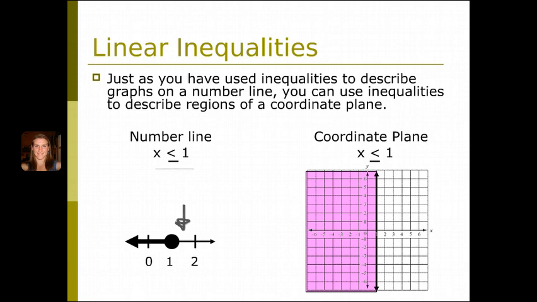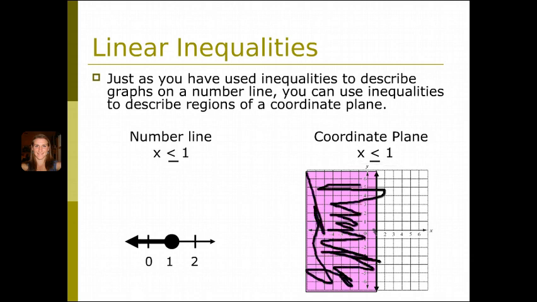However, on a coordinate plane, x is less than or equal to 1, we graph a line at 1, like this line right here, and then we shade. We're shading in this entire region. All that's in purple would be shaded in, and this whole region here would be considered the solution to x is less than or equal to 1.